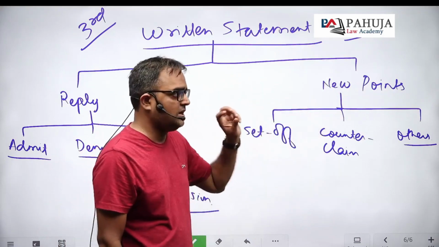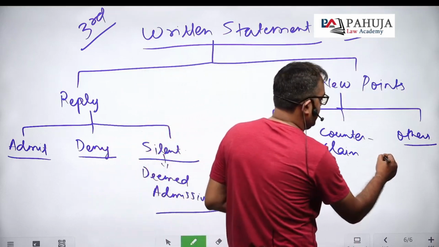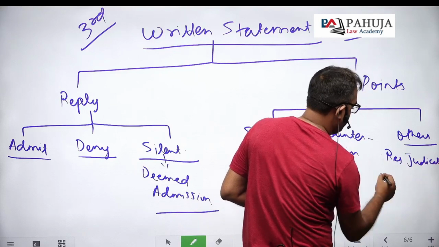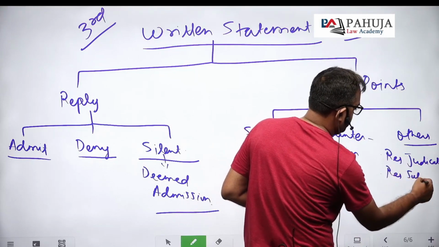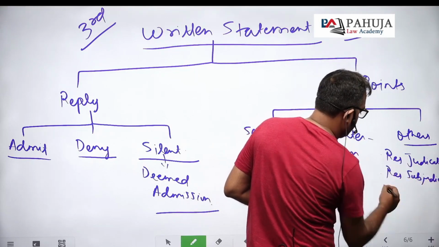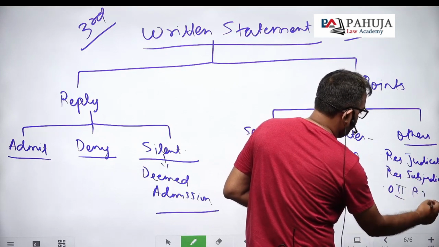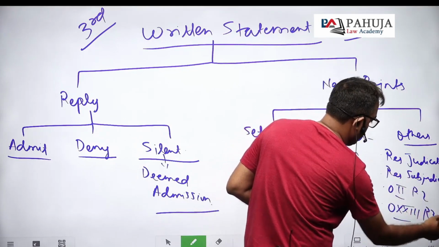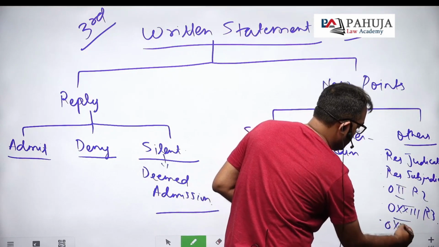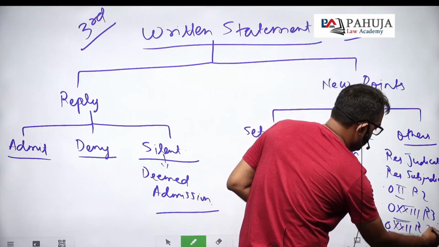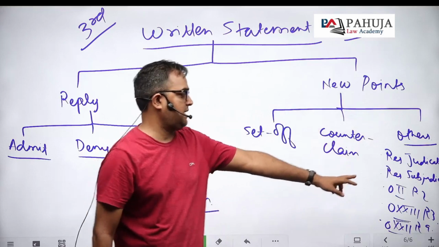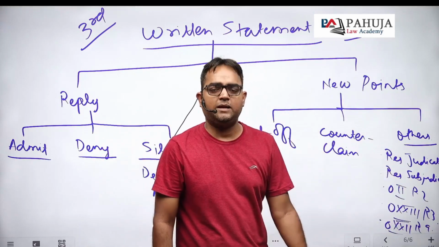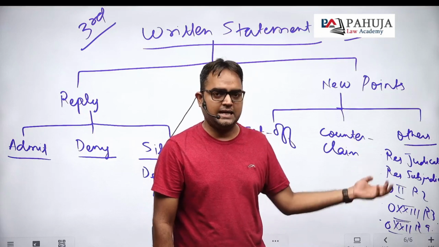Now in others, what will come here? Look, things like res judicata or things like res sub judice. Not only this, it can also be Order 2 Rule 2, or Order 23 Rule 3, or Order 22 Rule 9, etc. Look, all of these things: res judicata, res sub judice, Order 2 Rule 2, Order 23 Rule 3, Order 22 Rule 9, all of them, what do they say? They say that this suit is barred.